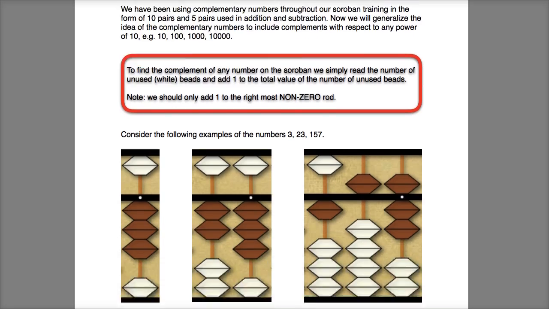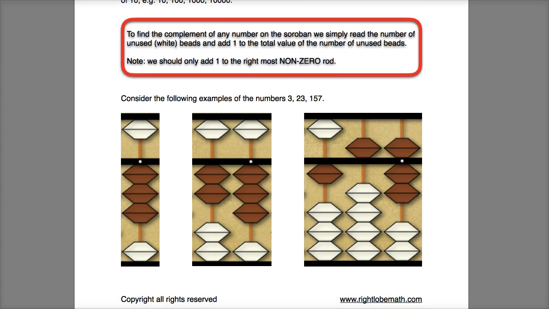So to find the complement of any number on the soroban, we simply read the number of unused beads and add 1 to the total value. Unused beads are the beads that are not touching the reckoning bar. And we should note that we only add 1 to the rightmost non-zero rod. So let's look at a couple examples.